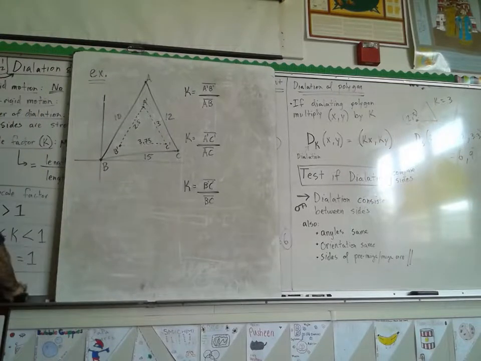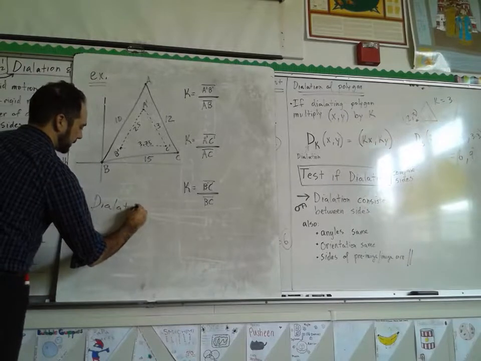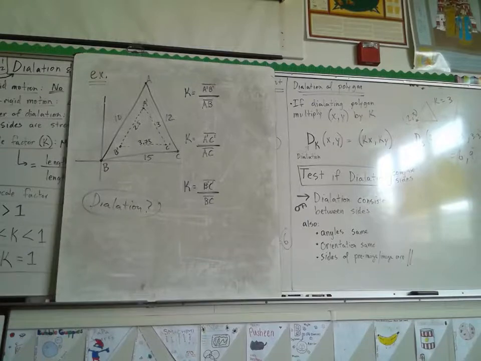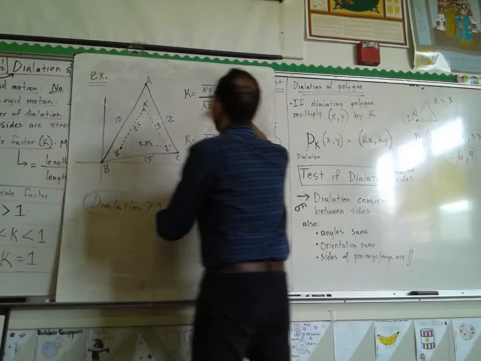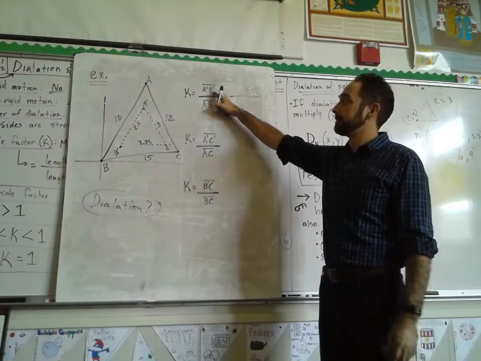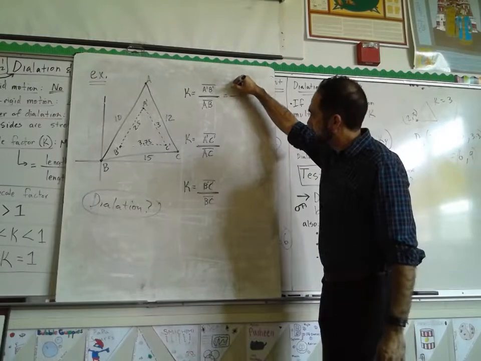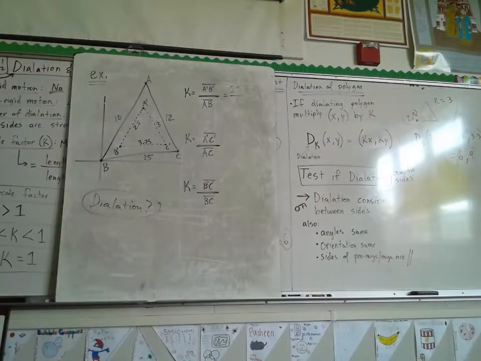So for this practice problem, go ahead and put dilation, question mark. That's what we're testing right now. We're doing that test. So let's make some of these ratios here. What is the length of A prime, B prime? 2.5. Okay. I'm talking about a 10.